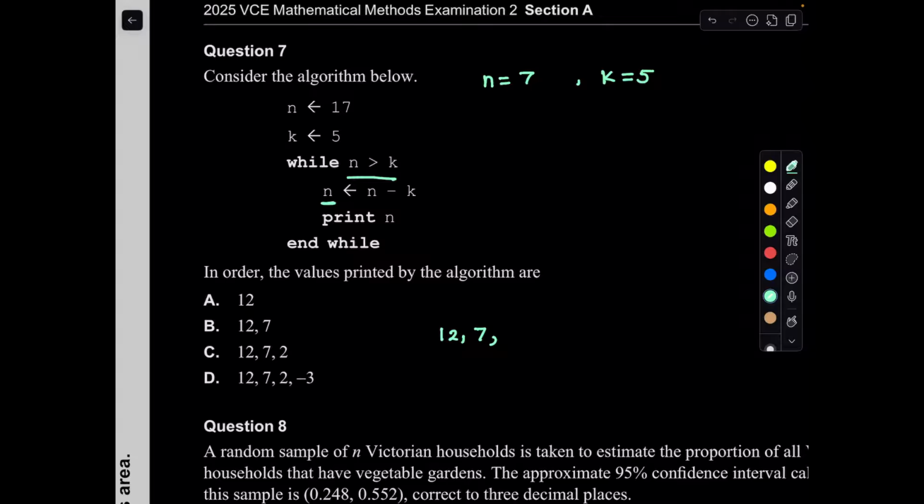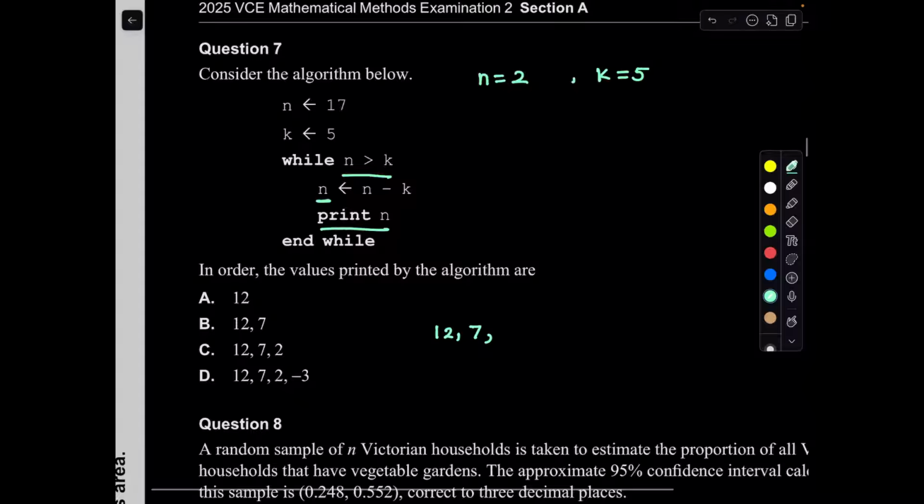So is n greater than k? Let's check that out. 7 is greater than 5. Yes, it is. So we've got to do it again, yeah? So n equals n minus k, which is 7 minus 5, which is 2. So that's your new n value. And put that there. And then we print that n value, which is 2. Done. And we've got to keep doing it.